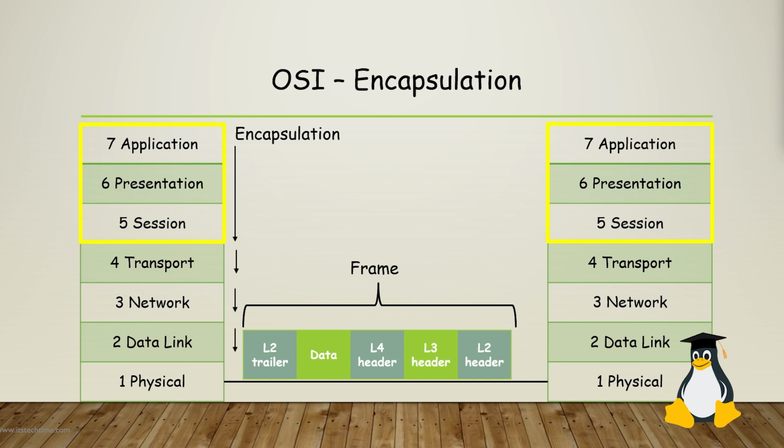Remember, layer 2 looks at MAC addresses. A frame is the combination of a layer 2 trailer, data, layer 4 header, layer 3 header, and layer 2 header. Now when this frame is sent to layer 1, there's not an additional layer of encapsulation that takes place. This digital data is then turned into electrical impulses that are transferred from one host machine to the end machine.